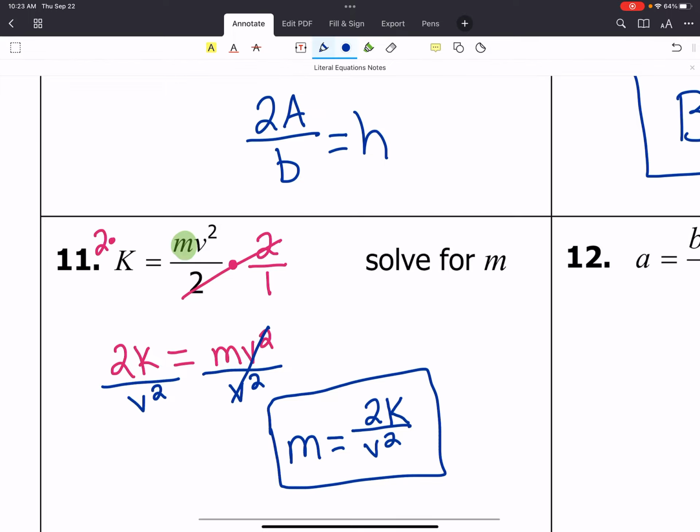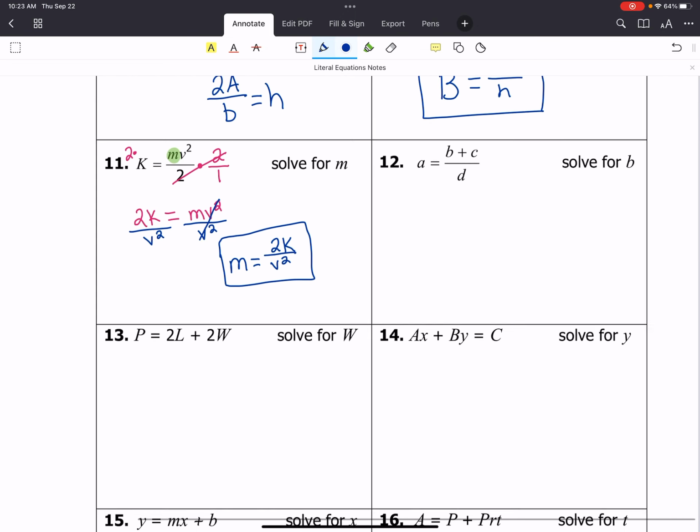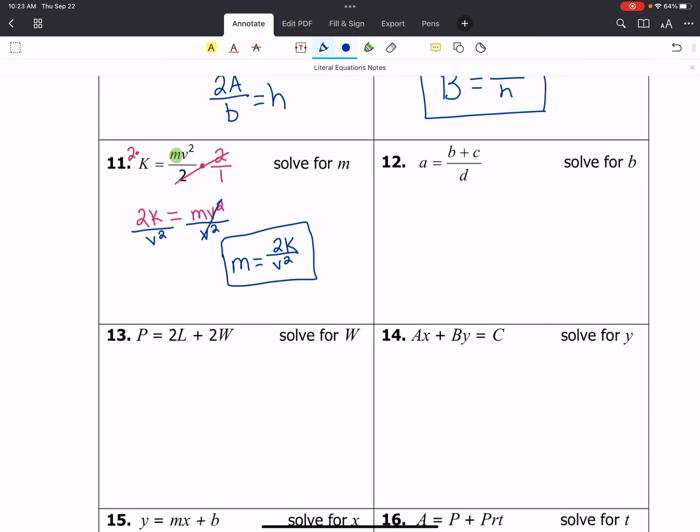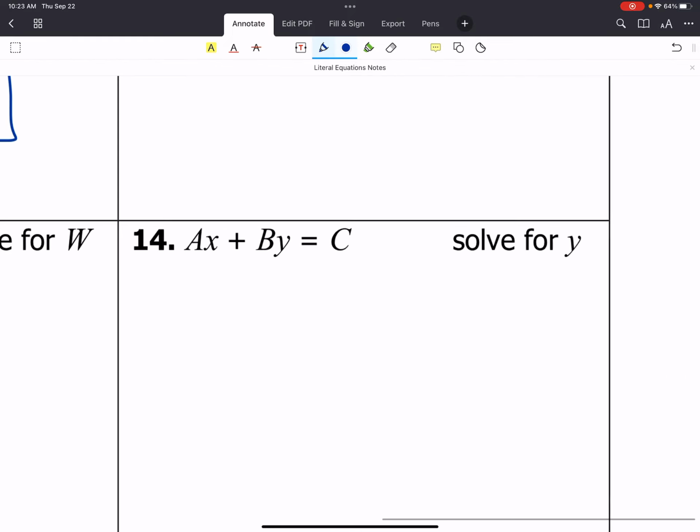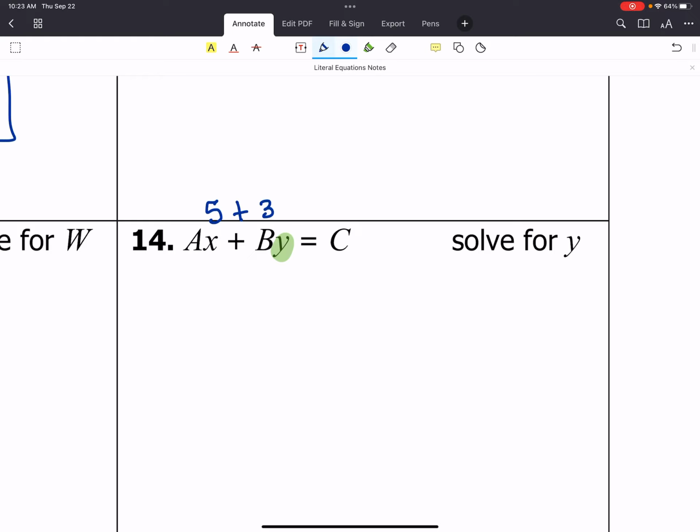All right. Let's pick another problem to work on. How about we work on number 14? Number 14 wants us to solve for y. Okay, so I have ax plus by equals c. Now, if this was something like 5 plus 3y equals 9, that would be a little more obvious that we should subtract the 5 from both sides.